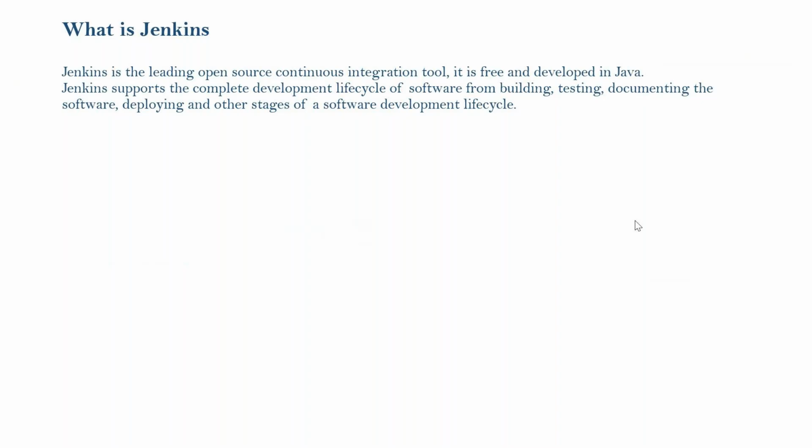So what is Jenkins? Jenkins is the leading open source, free, continuous integration tool. It is developed in Java. So whenever you install Jenkins, you first have to install Java, and only after that install Jenkins. Jenkins supports the complete software development lifecycle: building, testing, documenting, deploying, and other stages. We will see all these things practically.